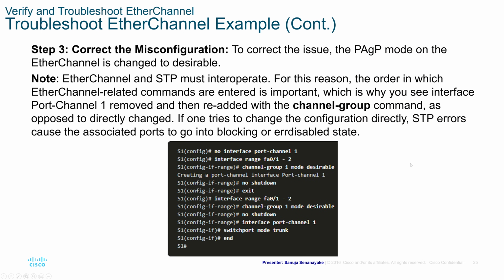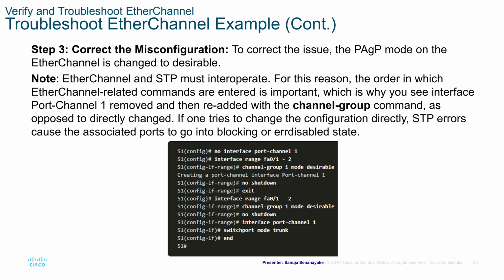In step 3, what we're going to do is correct the misconfiguration now. To correct the issue, the PAgP mode on the EtherChannel is changed to desirable. Note that EtherChannel and STP must interoperate. For this reason, the order in which the EtherChannel related commands are entered is important, which is why you see the interface port-channel 1 removed and then re-added with the channel-group command, as opposed to directly being changed.